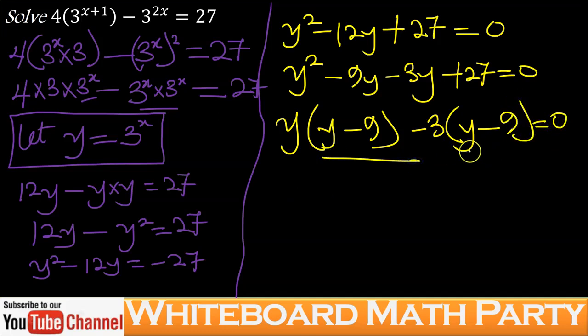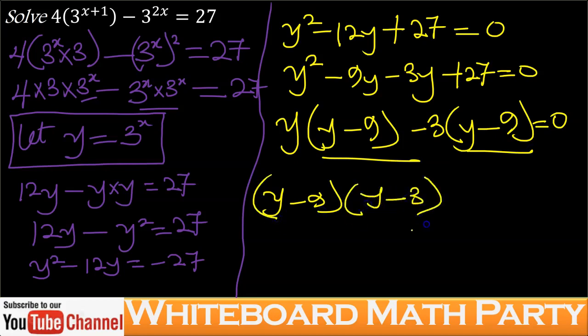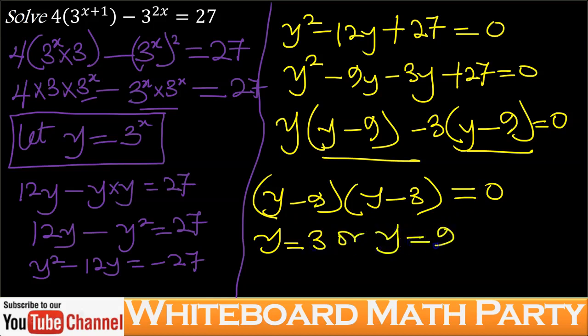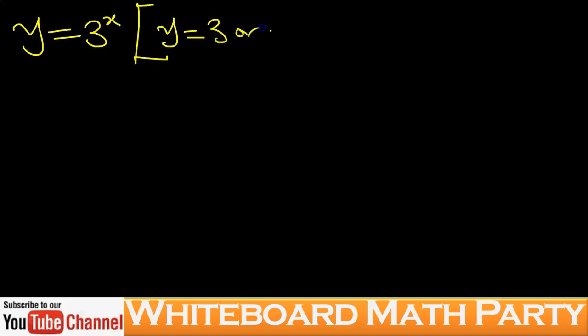So since we already have our brackets same, let's factorize further. So we have y minus 9 in one bracket and y minus 3 in another bracket. All is equated to 0. So if you find the values of y, you end up having y is equal to 3 or y is equal to 9. So using the values y equal to 3 and y equal to 9, we are going to solve y is equal to 3 to the power of x. Don't forget that. So remember, we already said that y is equal to 3 to the power of x. But in this case, we found the values of y to be either 3 or 9, right?